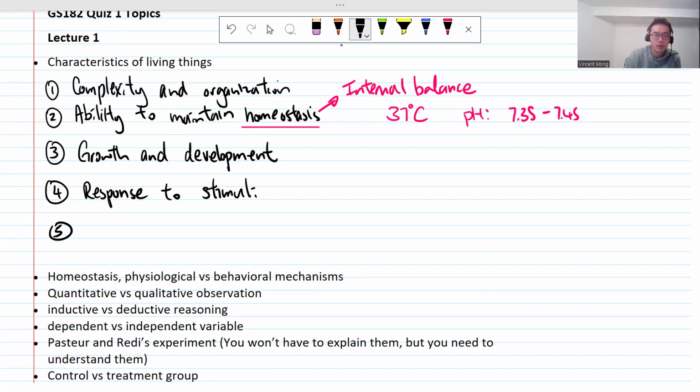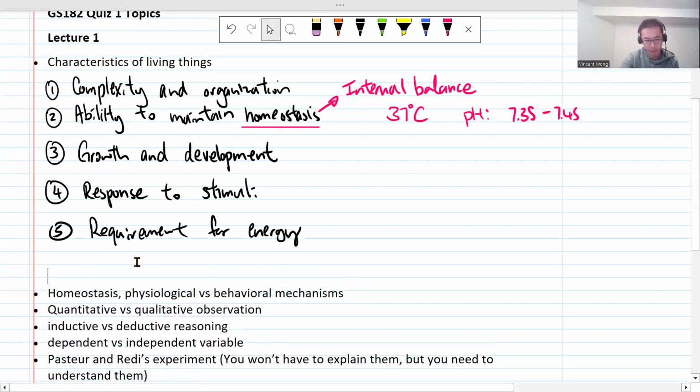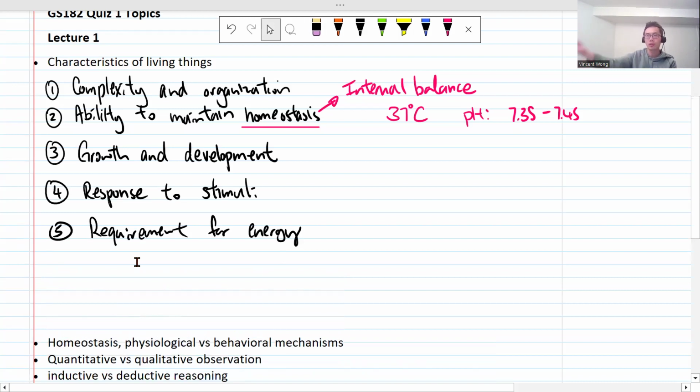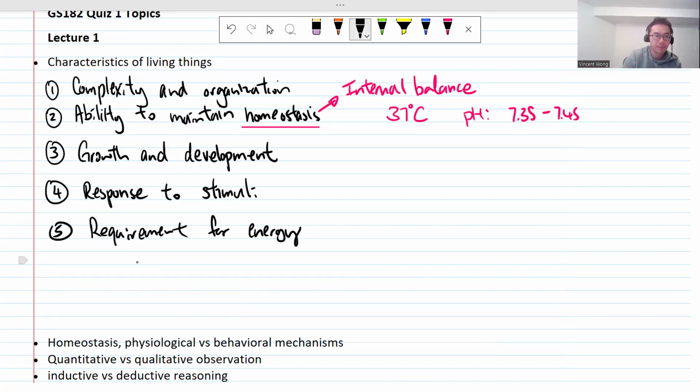In order to grow and to develop, we need to have energy. So there is a requirement for energy. How the organism acquires the energy might be different. Plants are able to make their own energy using the sun, whereas animals need to consume other organisms to make food, to make energy. So the mode of energy acquisition might be different, but the need for energy remains the same.